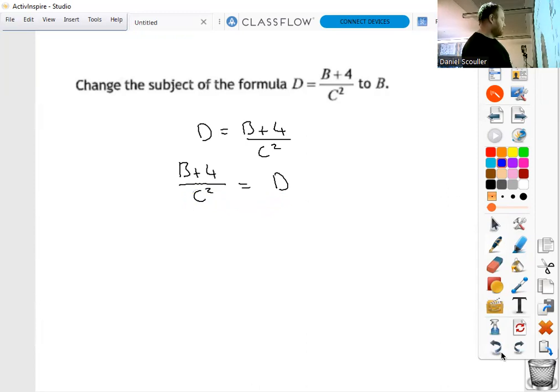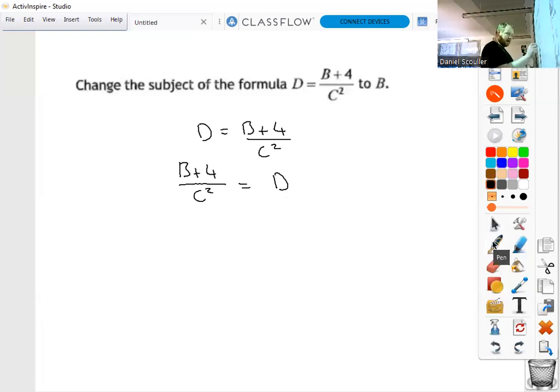Again, there's no brackets around the top of that. But that line goes right underneath the b and the 4. So that c squared is dividing that whole top term. So c squared moves over to leave that top term as is. Now c squared is on the bottom of that fraction.